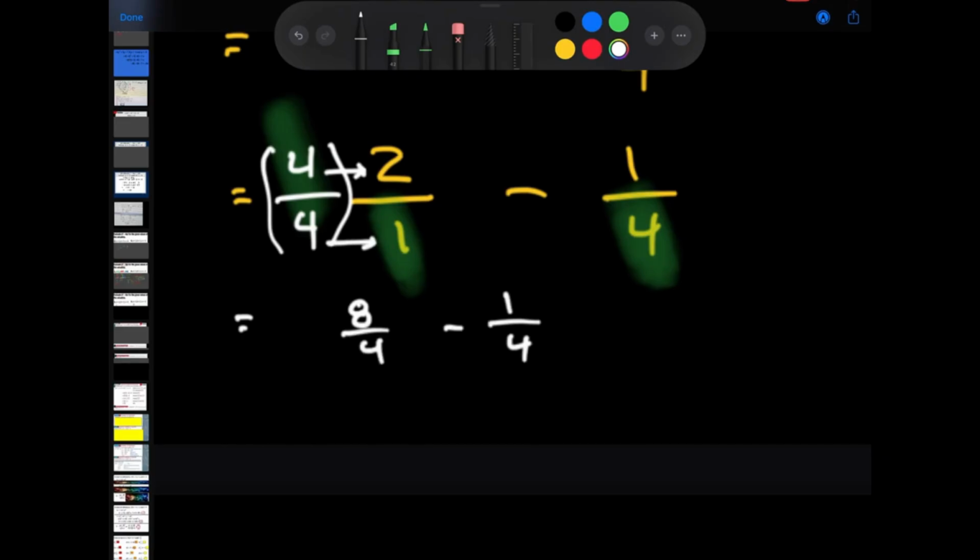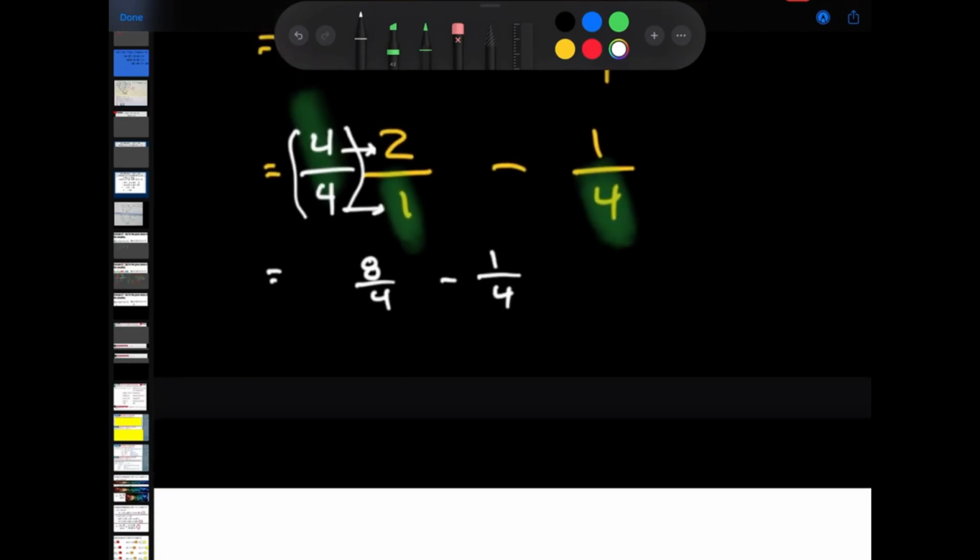Now are the denominators the same? Do we have a common denominator? We do. So now you can do something like this: 8 minus 1 over 4. And class, 8 minus 1 is? So our answer is 7/4.